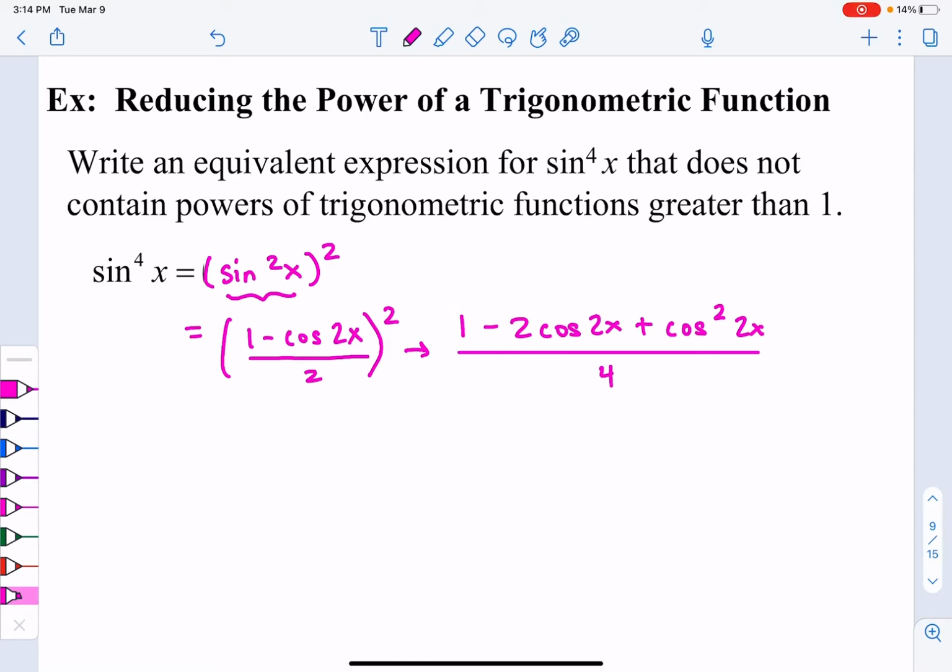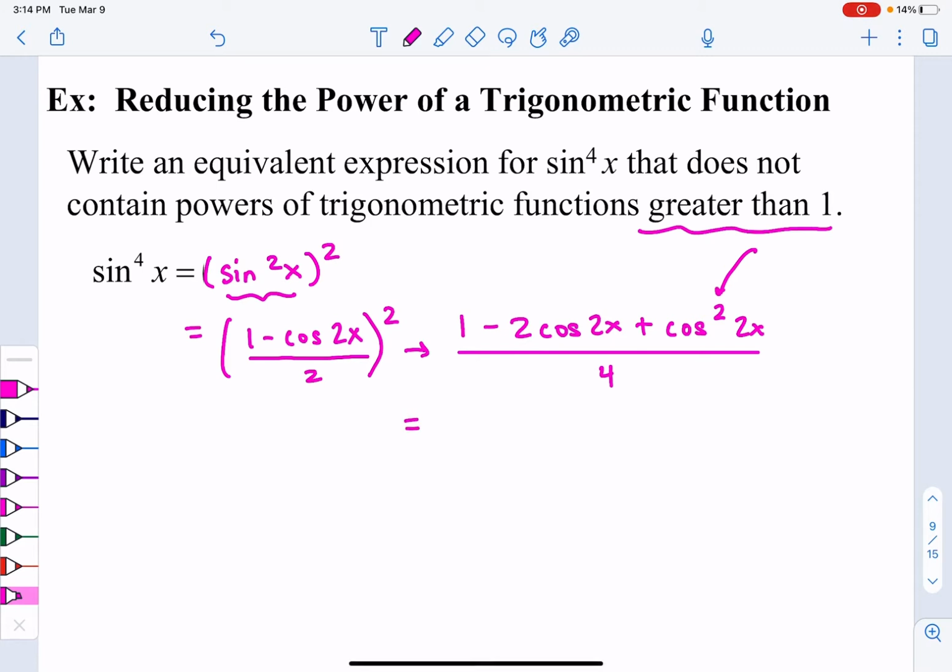Well, I'm not quite there yet because I can't have anything greater than 1 as an exponent, and we still have this cosine squared of 2x. So now we need to go and break that piece down. Before I do that, I'm going to take this 1/4, and if we want, we can take that whole thing to the very front, or I can start breaking this into pieces. So I'm going to break them into pieces.